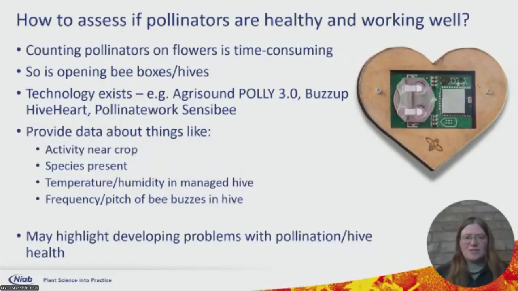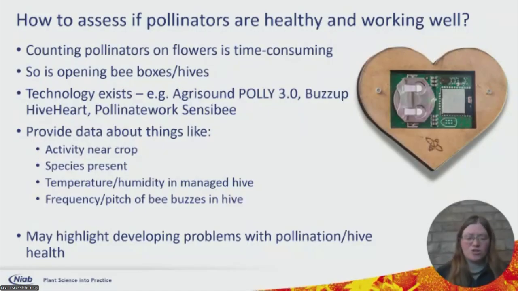At the moment, your best options for looking at whether pollinators are healthy and whether they're working well, you've kind of got the old school methods or the technological methods. So traditionally, you could count pollinator activity on the crop, you could look at bees moving in and out of a bumblebee hive, you could open the hive up and look inside, see if the queen's present. All of that can be done, but it's time consuming, it's labour intensive.